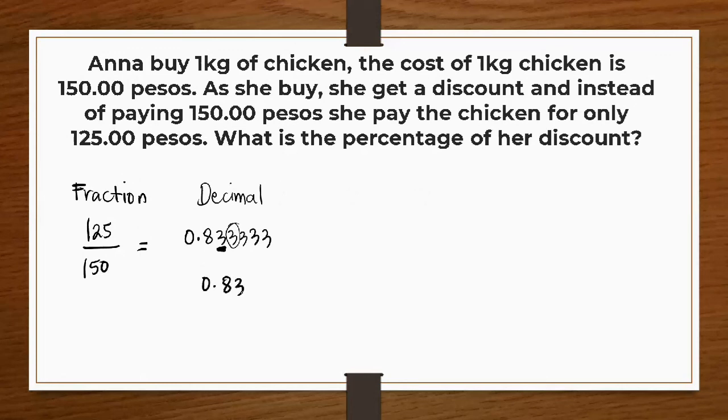Next, we are going to multiply it by 100 to get the percent. So to get the percent, multiply it by 100. We have 2 zeros. Then move the decimal point to the right 2 places. So therefore, the percent is 83%. So we have the percentage. She only pays 83% out of 100% of the cost of our 1 kilogram of chicken. So this is how we solve our percentage.